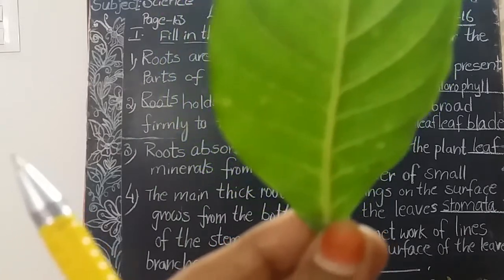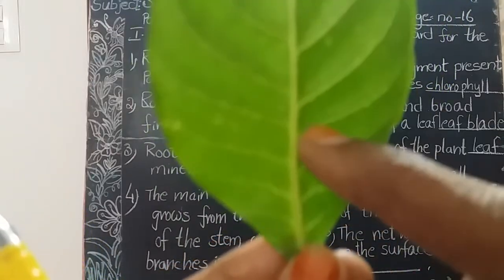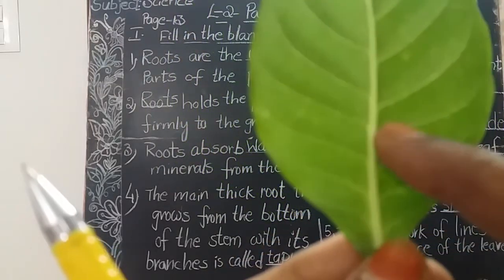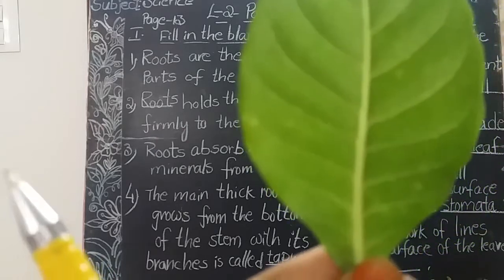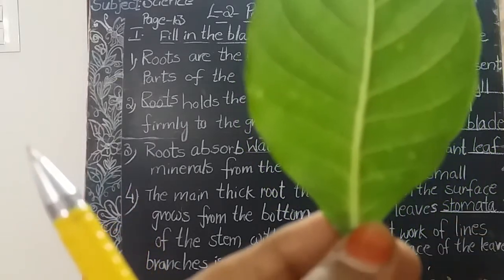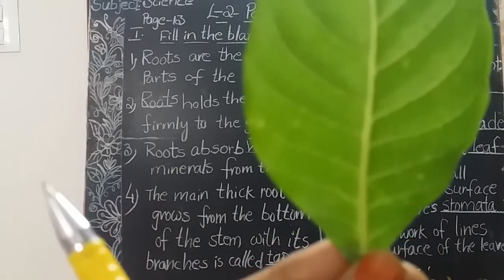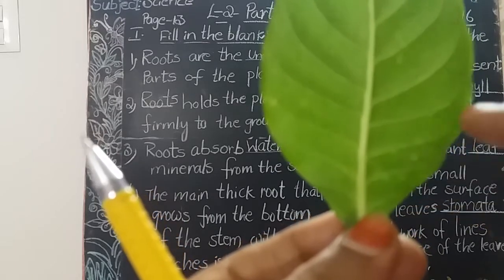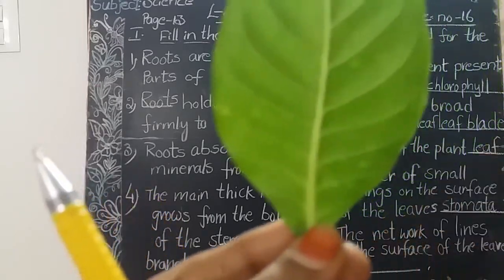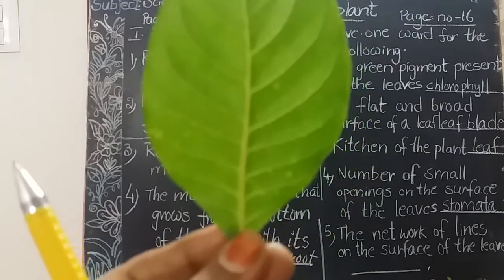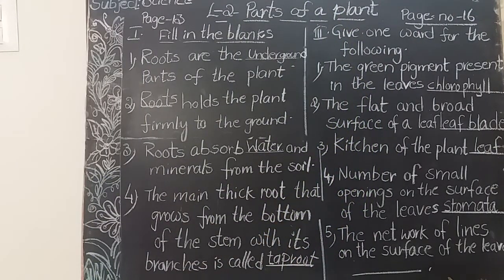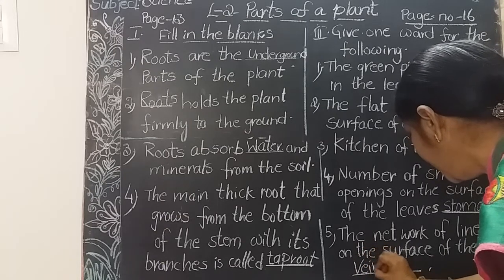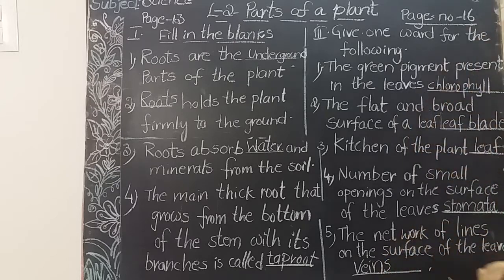Okay, from the main vein, a small network of lines spreads on the surface of the leaves. These are called side veins. In the middle of the leaf, one thick line is present, that is called midrib or main vein. So the network of lines arises from this side of the leaf and this side of the leaf. Those are called veins. Okay, V-E-I-N-S, veins. Is it clear?